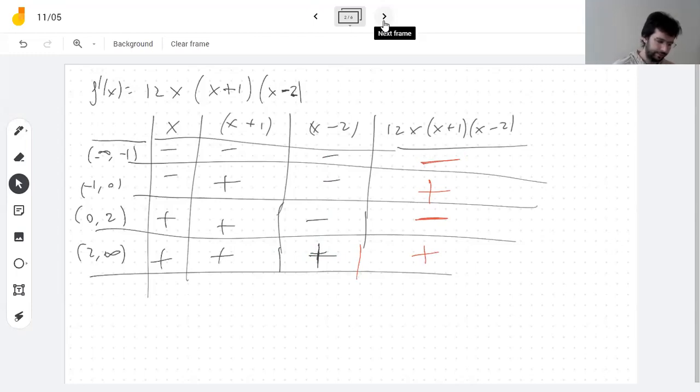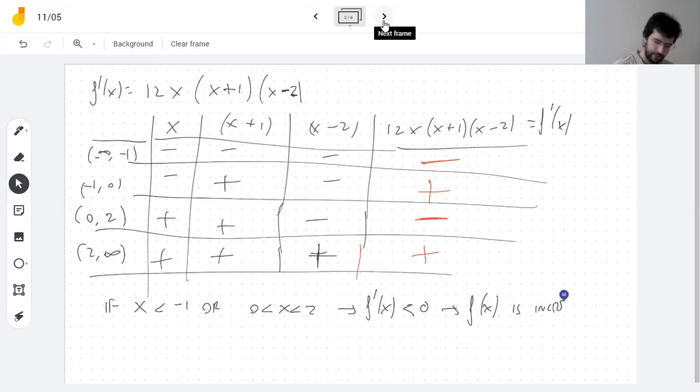So this means that if x is smaller than negative 1, or x is between 0 and 2, then the derivative, remember this was the derivative of the function, is negative, which means that f of x is decreasing. If we're between negative 1 and 0, or we're bigger than 2, then the derivative is positive, so the function is increasing. If the derivative is negative, the function is decreasing.